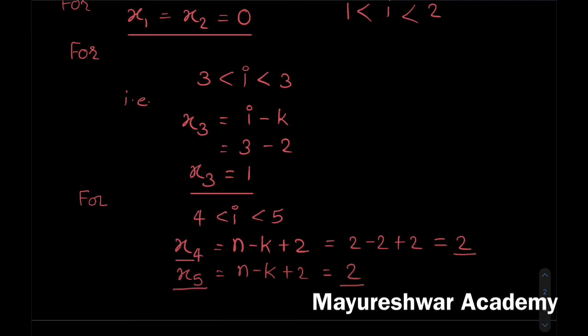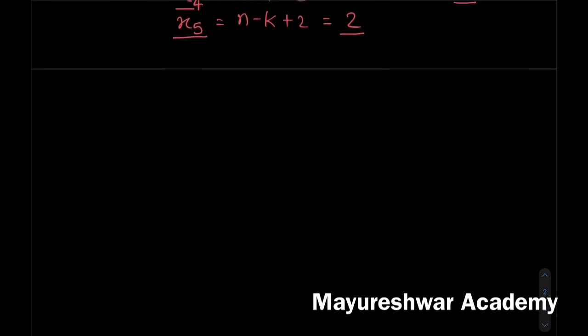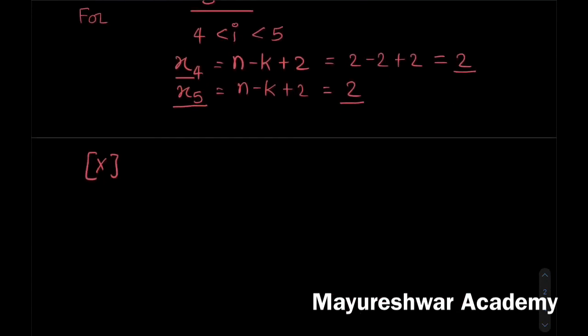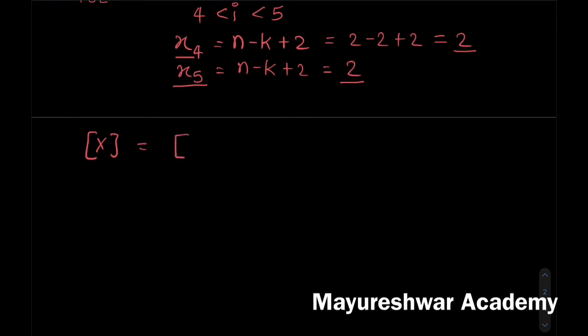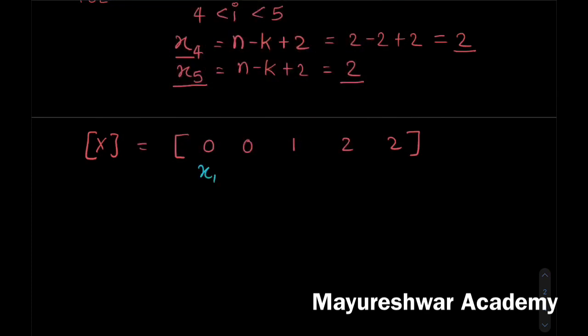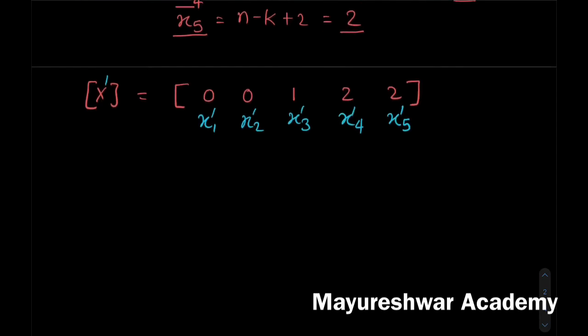So in short, the vector x will have these values, x1, x2, x3, x4 and x5. They are represented as 0, 0, 1, 2 and 2. Let us call these x1', x2', x3', x4' and x5'. We are calling them with a prime because we need to modify them.